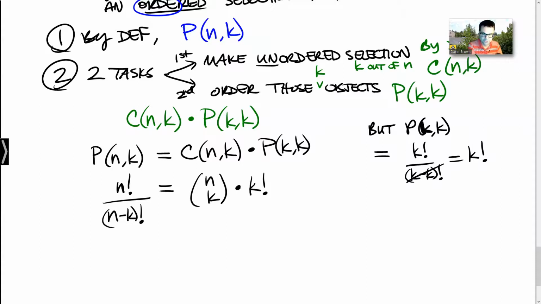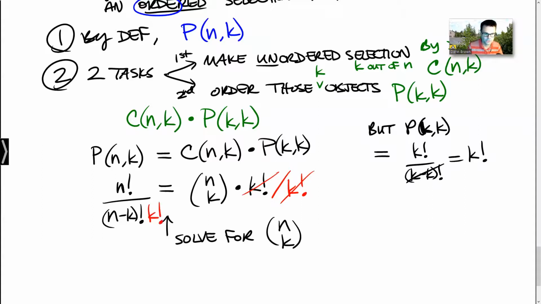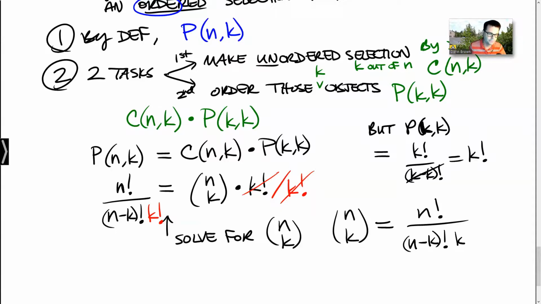So now if we solve this equation for n choose k, we can do that by dividing everything through by k factorial. Divide by k factorial, divide by k factorial. And so we end up with this really nice formula that I'll summarize over here. So n choose k is equal to n factorial all over n minus k factorial times k factorial. Okay, so that's the formula.